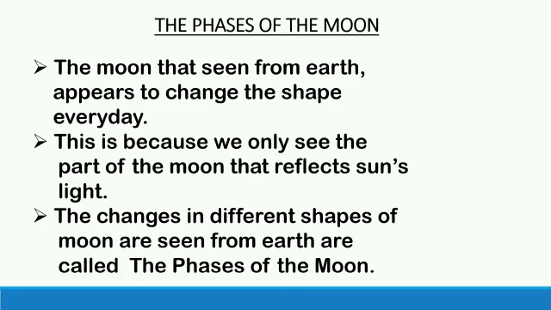It keeps on moving around the earth. So different parts of the side facing us are lit by the sun's light. Then we are able to see it. The changes in different shapes of the moon as seen from the earth are called phases of the moon.